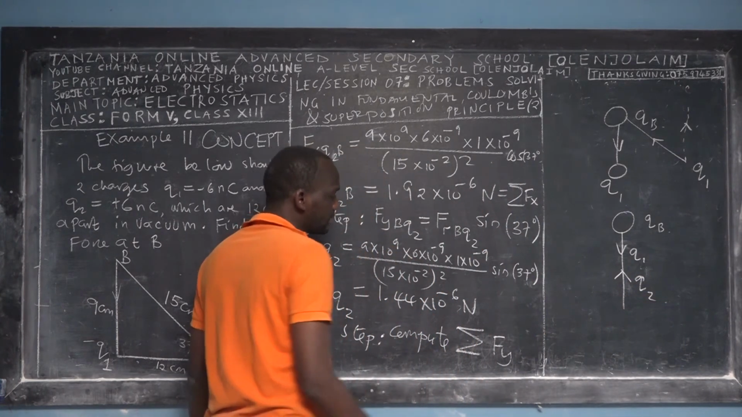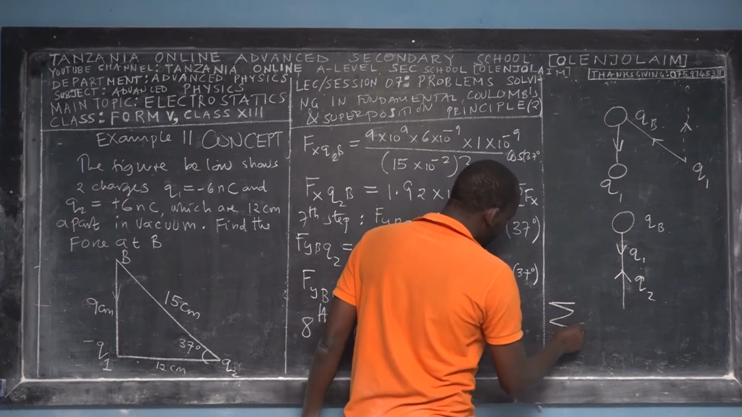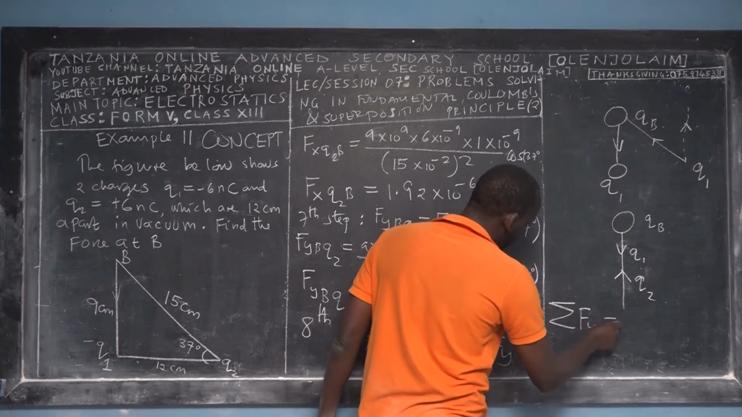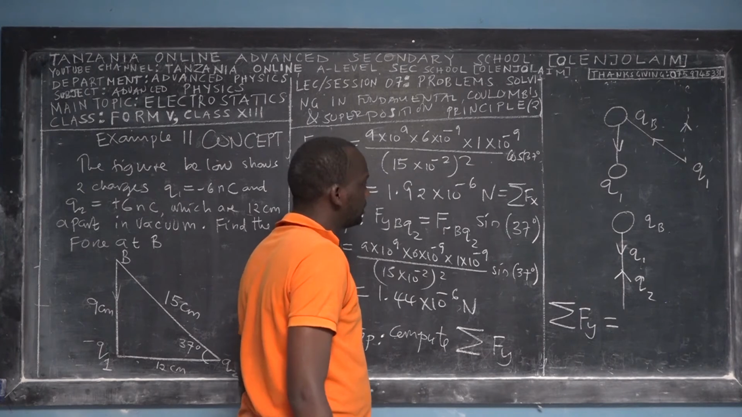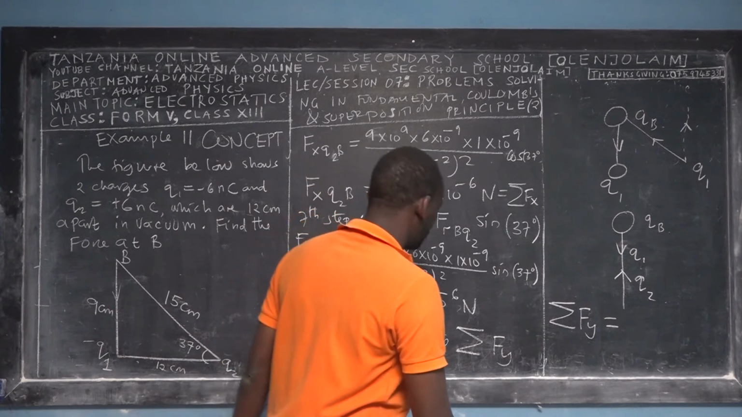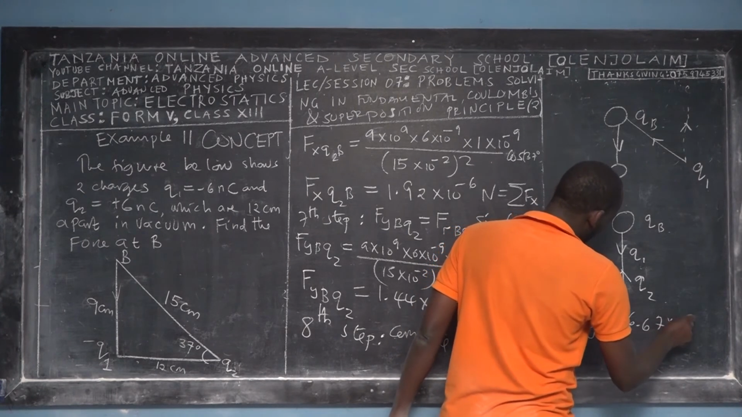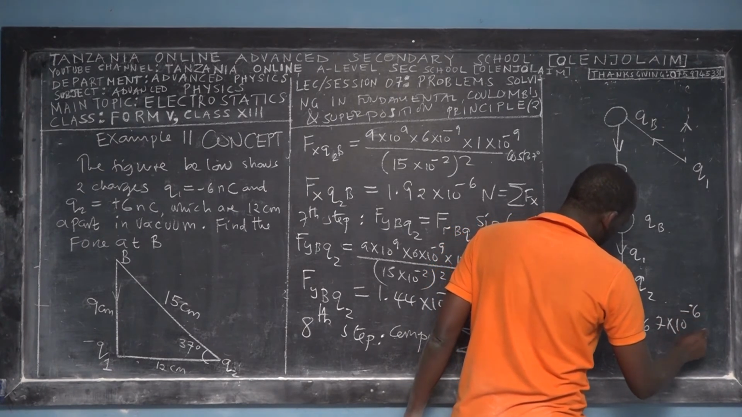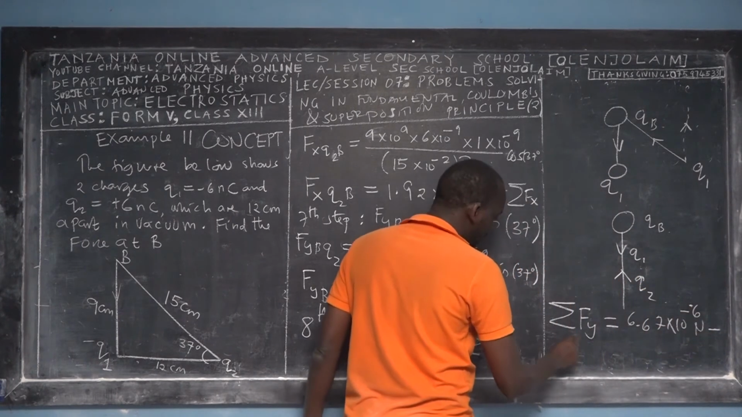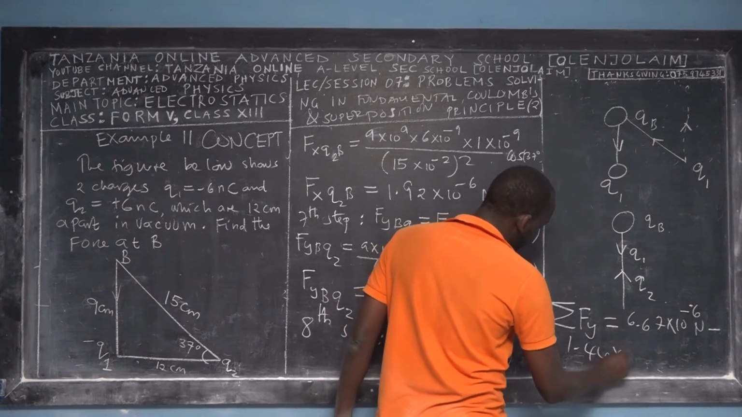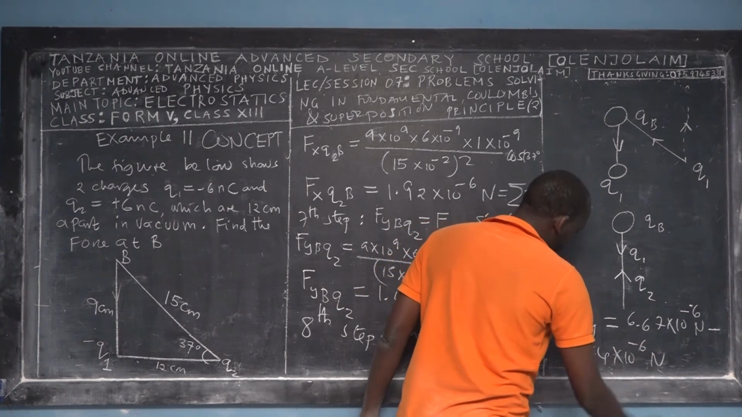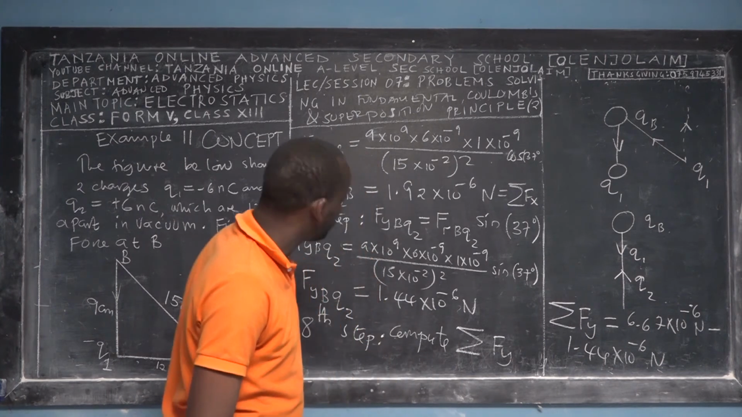Okay? So the resultant vertical component of force, F_y, will be equal to 6.67 times 10 exponent negative 6 Newton minus 1.444 times 10 exponent negative 6 Newton. Do such subtraction.